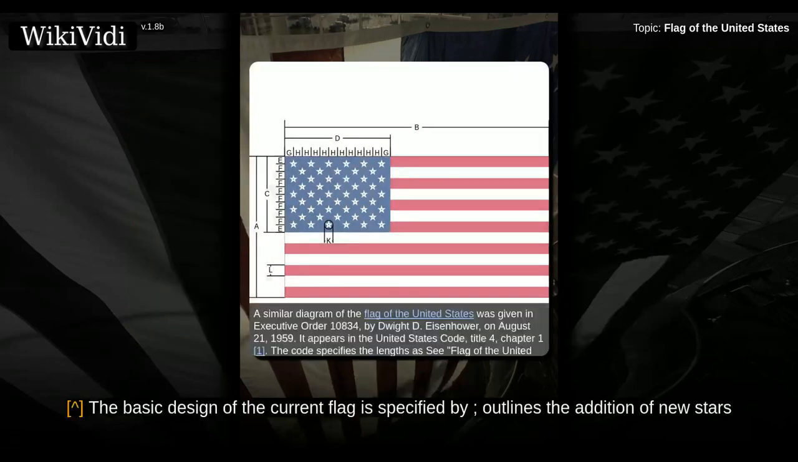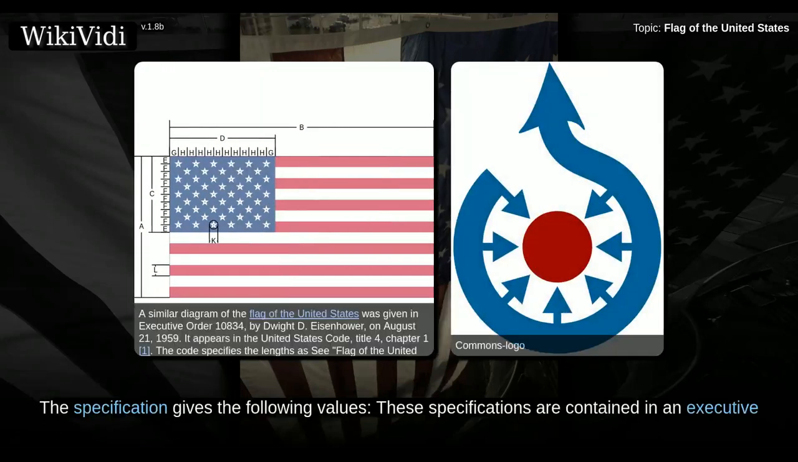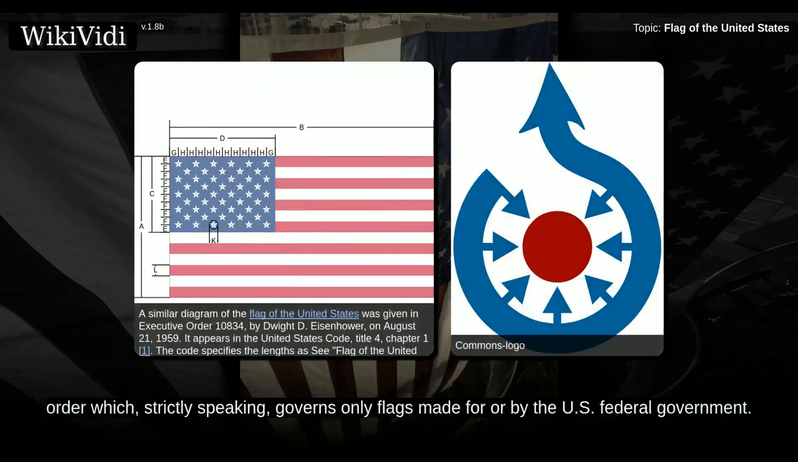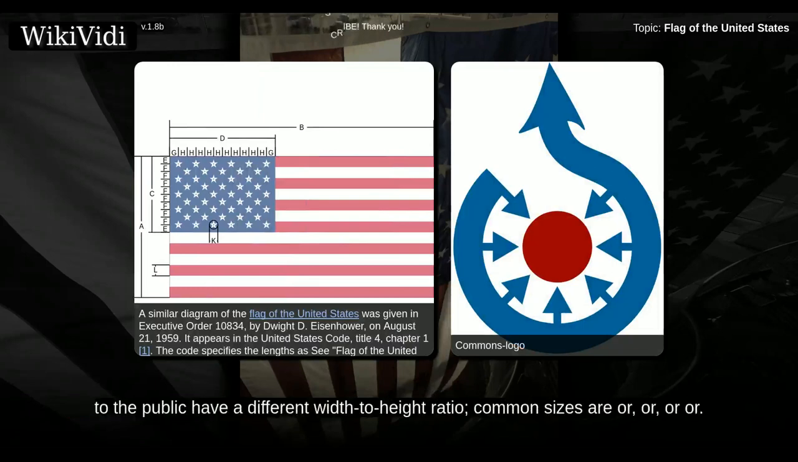The basic design of the current flag is specified by law, which outlines the addition of new stars to represent new states. The specification gives the following values. These specifications are contained in an executive order which, strictly speaking, governs only flags made for or by the U.S. federal government. In practice, most U.S. national flags available for sale to the public have a different width-to-height ratio, common sizes are or.